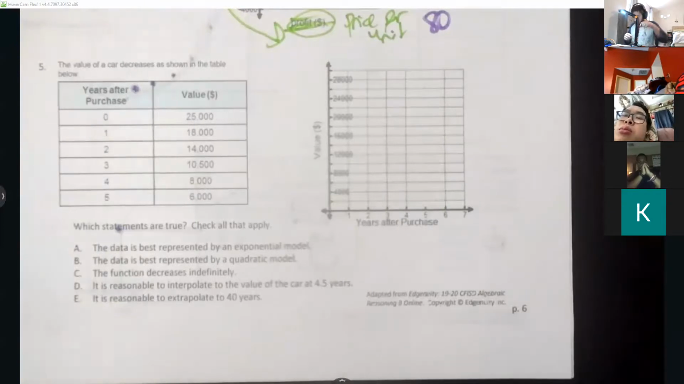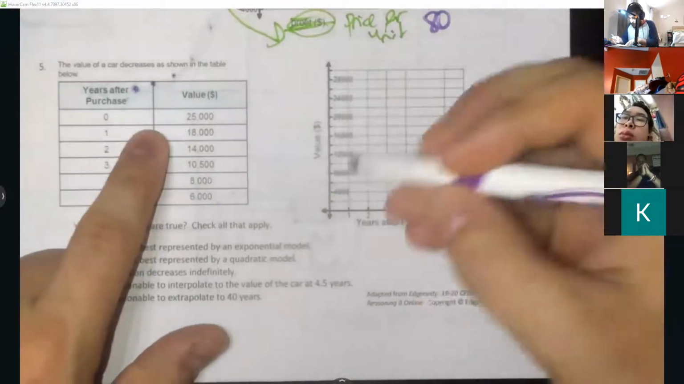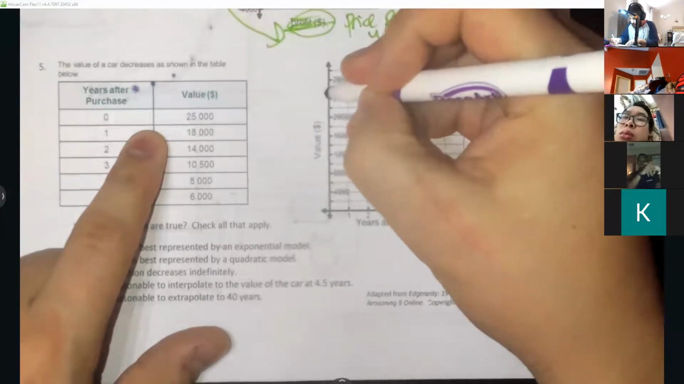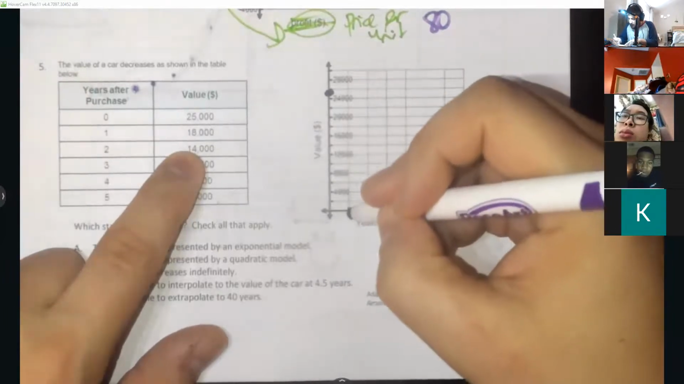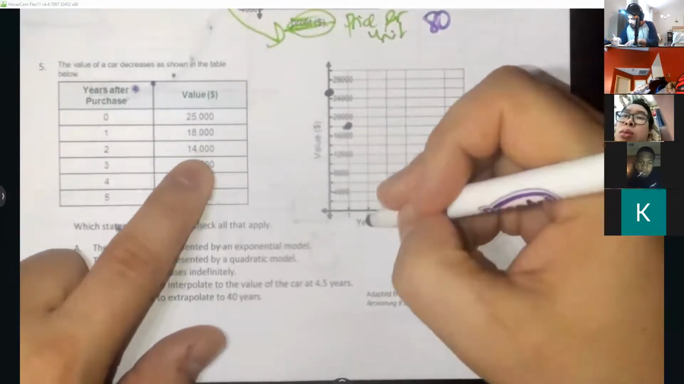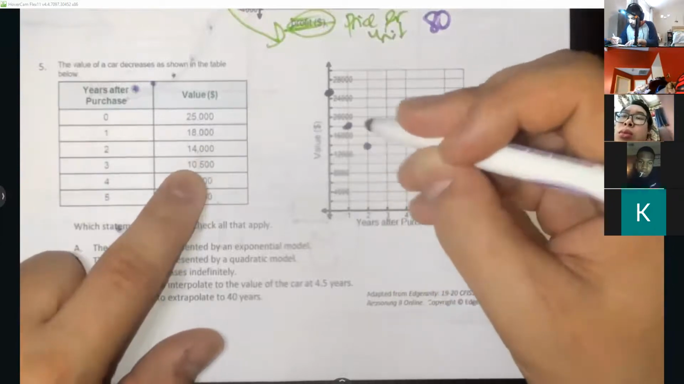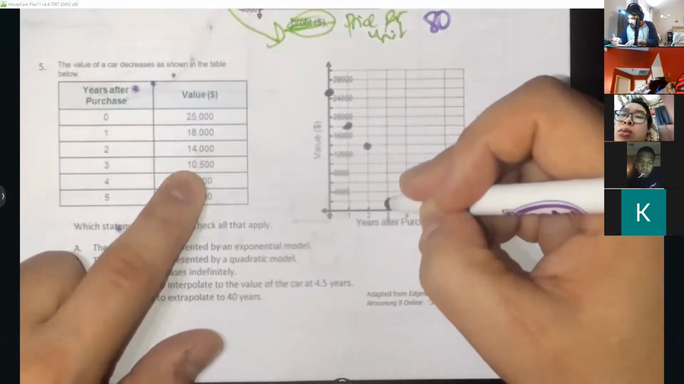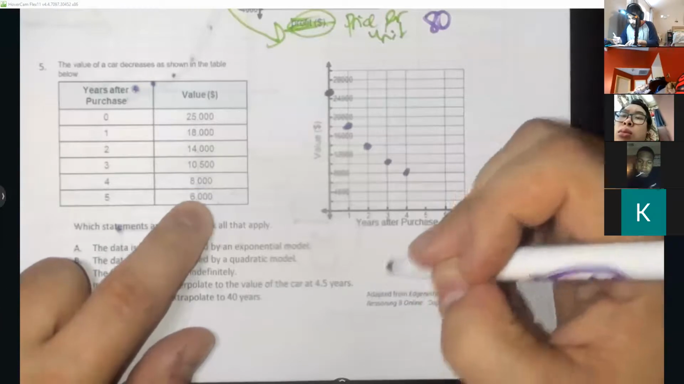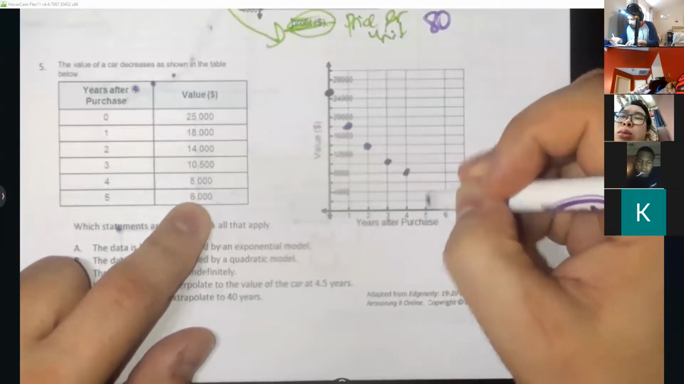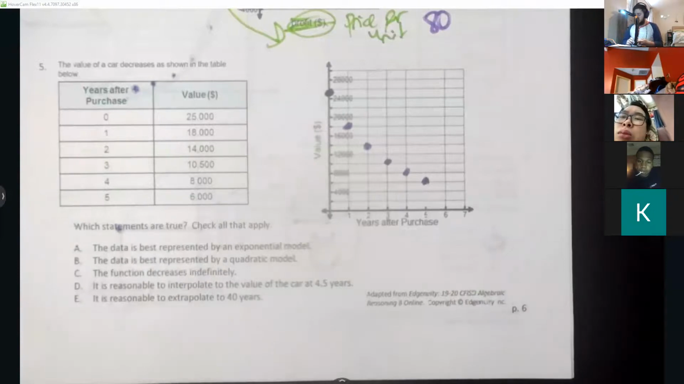All right. Again, I'm going to just go ahead and plot these. Let's see, 0 to 25, something like that. 118. Let's see, 214. 310. Okay, so there's our scatter plot there. Let's see if we can do this. What A and B are talking about: which model.